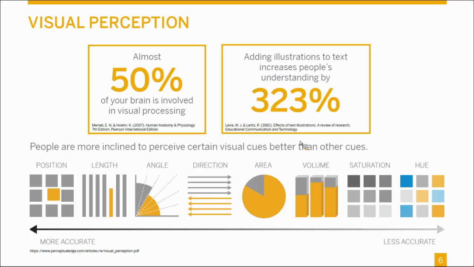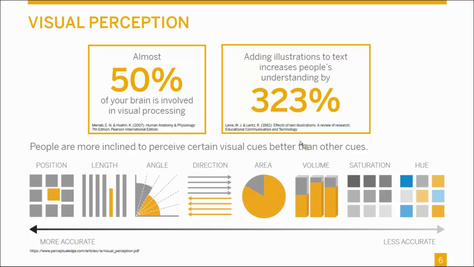So why is data visualization important, and why are we talking about this here today? Research has shown that almost 50% of your brain is involved in visual processing, and just by adding illustrations to plain text, it increases people's ability to understand information better by 323%. And at the bottom here, we have a chart created by Stephen Few. Here he is trying to illustrate that certain people perceive certain variables, such as position, length, and angle, more accurately than other variables.